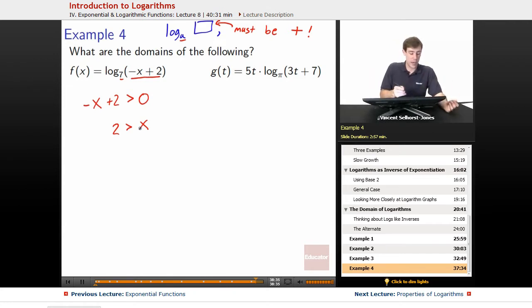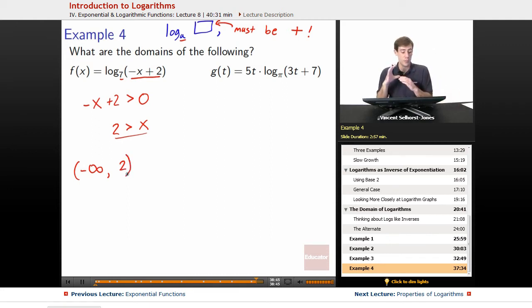And it can go all the way down to negative infinity because the only restriction we have is 2 is greater than x, which we could write out as anywhere from negative infinity up until positive 2, but not including the positive 2, which we show with a parenthesis to show not inclusive.